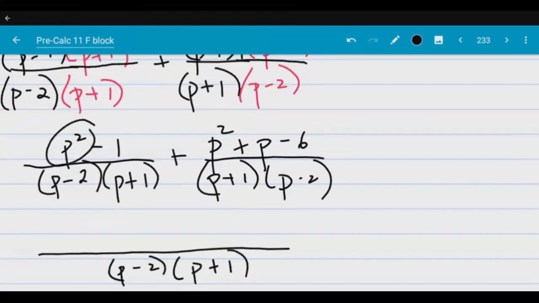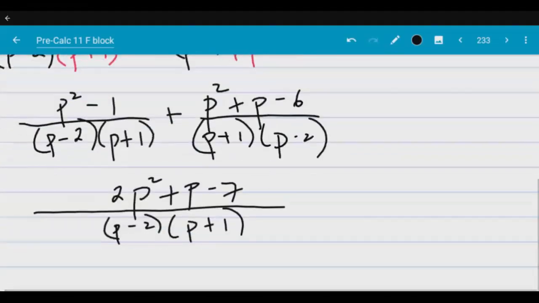We have a p squared here, we have a p squared here, we have 2p squared. Okay? We have no p here, that's a number, this is p, so plus p. Okay, minus 7. Now if you're thinking, oh, can we still simplify this? Well, ask yourself, do you have a factor for negative 7? Or even if you do decomposition, would you be able to get this broken up into two parts? And the answer is no.